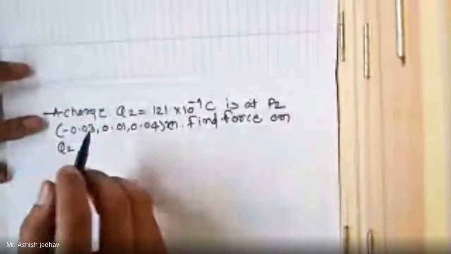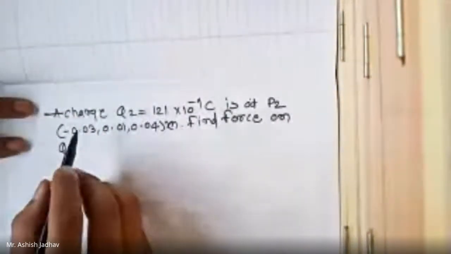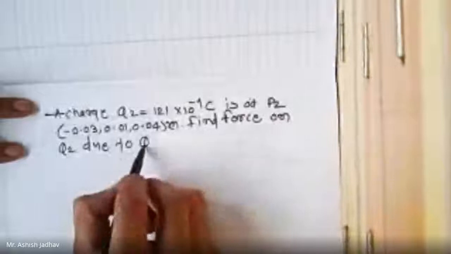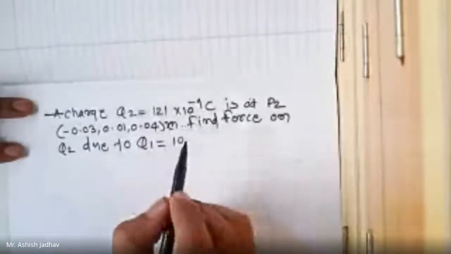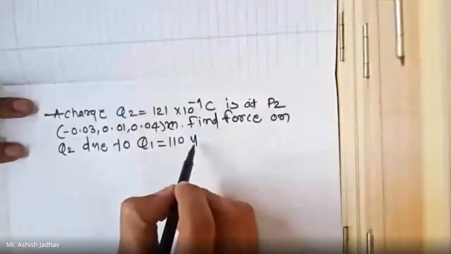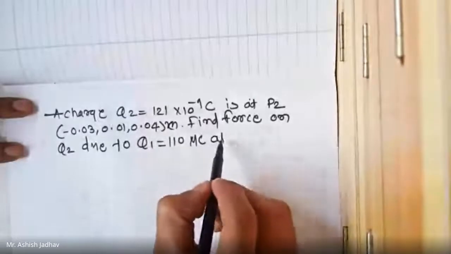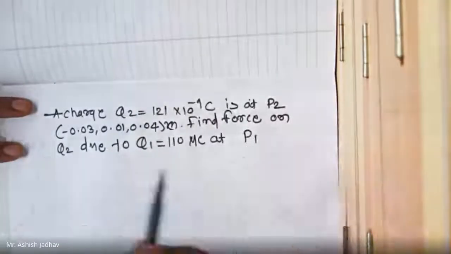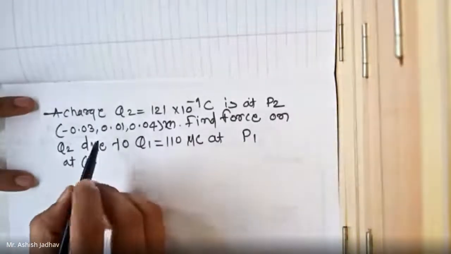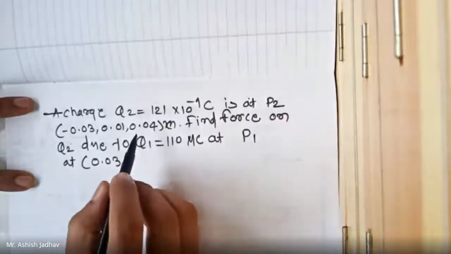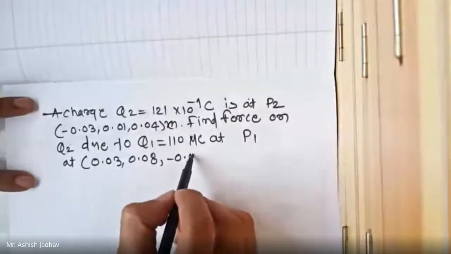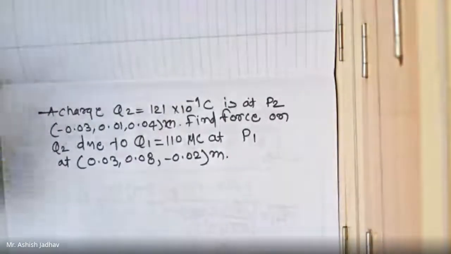And you have to find the force on Q2 due to Q1 equal to, it's not 10 microcoulomb, it's 110 microcoulomb at P1, and the coordinates of P1 are 0.03, 0.08, minus 0.02 meter. So you need to calculate the force.